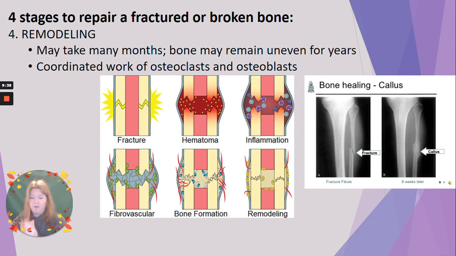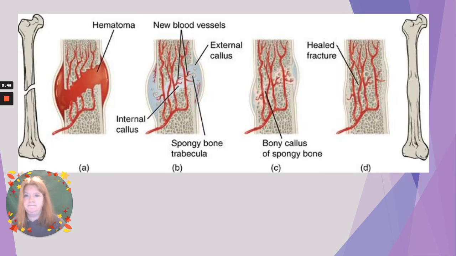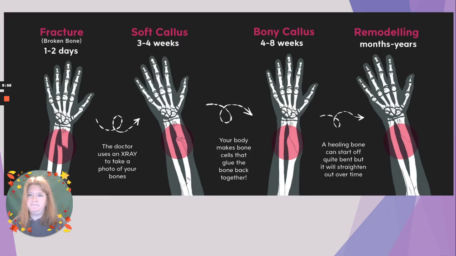All right, so fracture, hematoma, soft callus, bony callus, remodeling. Okay, hematoma from the fracture, soft callus, bony callus, remodeling. All right, so one more time. Fracture, the break, hematoma, soft callus, bony callus, remodeling.